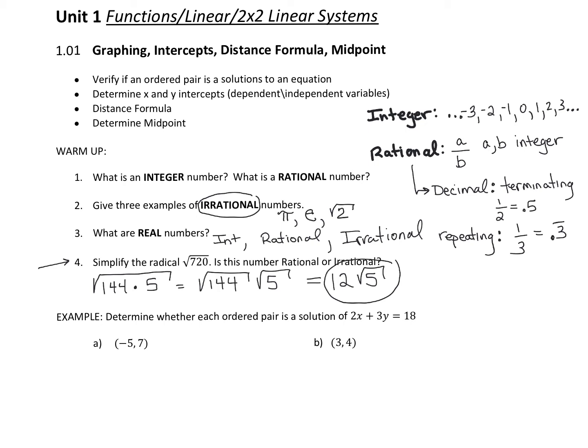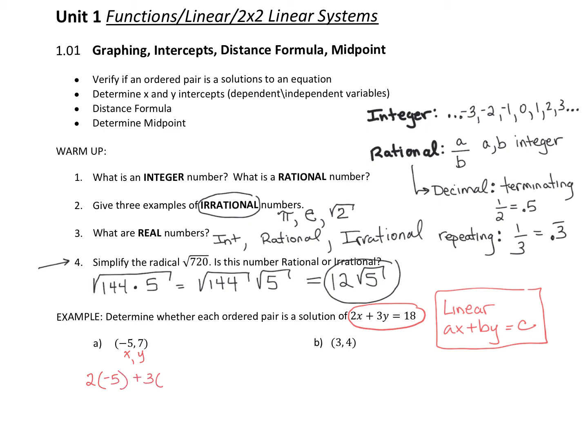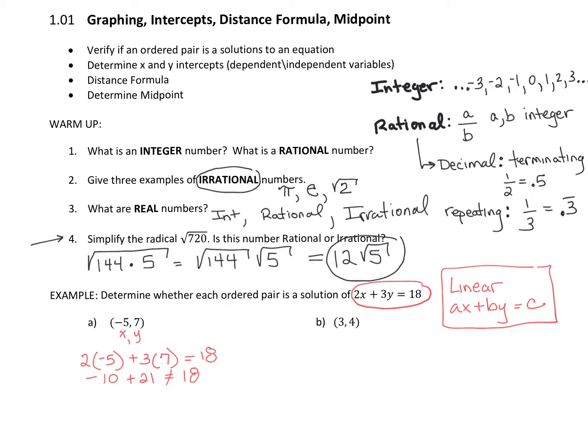A linear equation has the form ax plus by equals c. So in this example, we have a linear equation, and we want to know if negative 5, 7 is a solution. Remember, this ordered pair is an xy ordered pair, and so we're just going to plug negative 5 in for x, and 7 in for y, and see if this is a true statement. So negative 10 plus 21 does not equal 18, so this is not a solution.